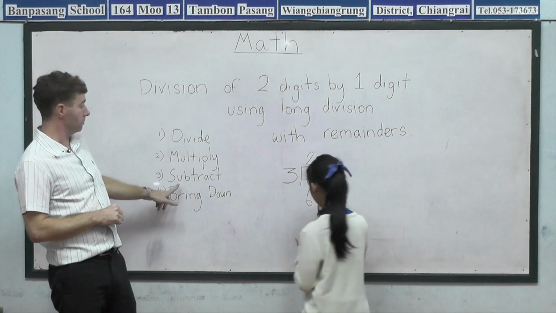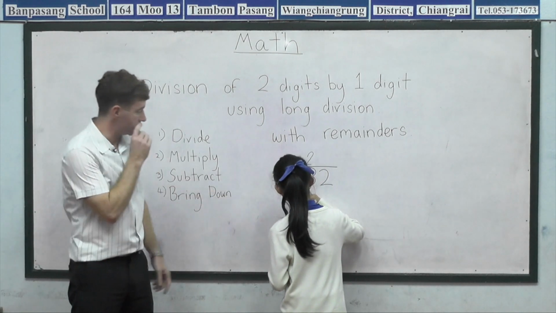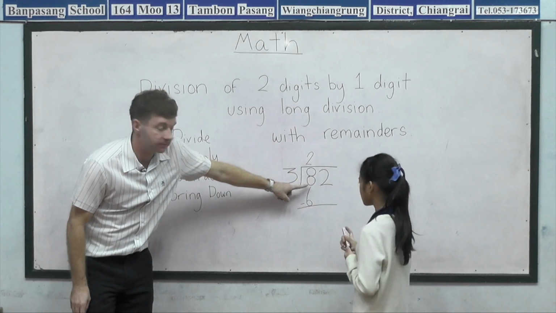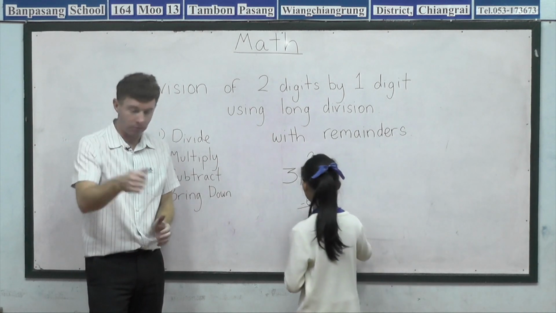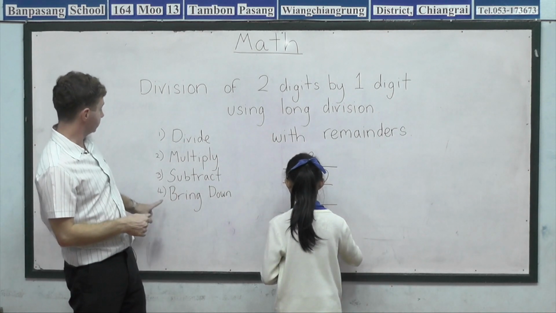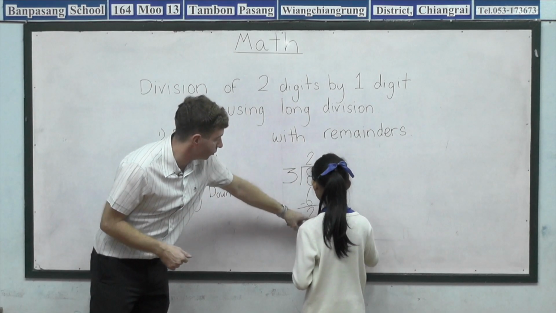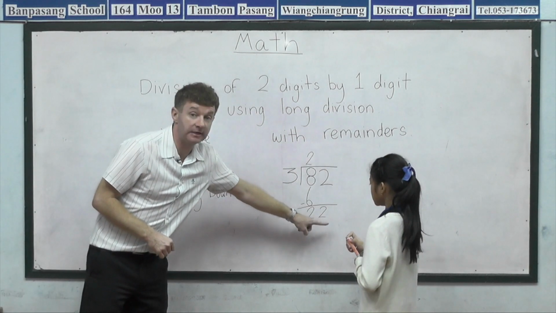And then what's step number 3? Subtract. So we can draw our minus sign. 8 minus 6 equals 2. Then what's the next step, guys? Bring down. So let's bring 2 down to here. So now we're working with 22.